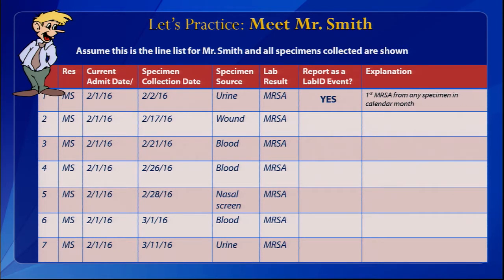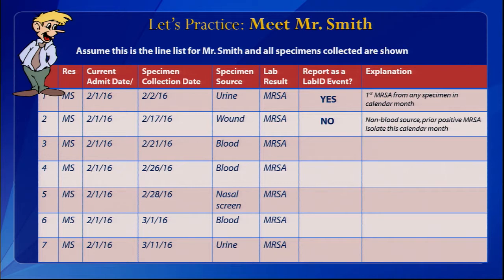Next, on 2/17, we have a wound, which is MRSA positive. Do we report this as a lab ID event? No. And the reason is this is not a blood source, and he does have a prior MRSA isolated in the month already, so we don't report it. Then on 2/21, he has a blood that's positive for MRSA.